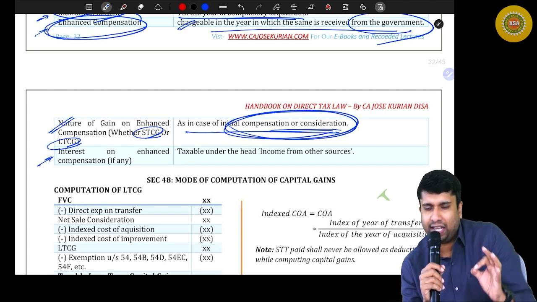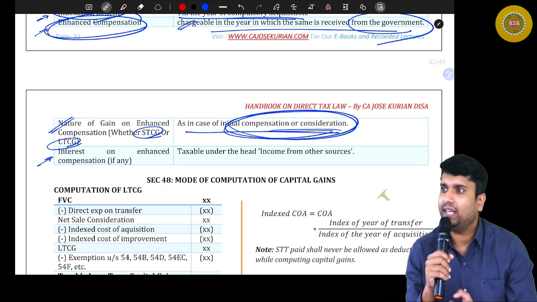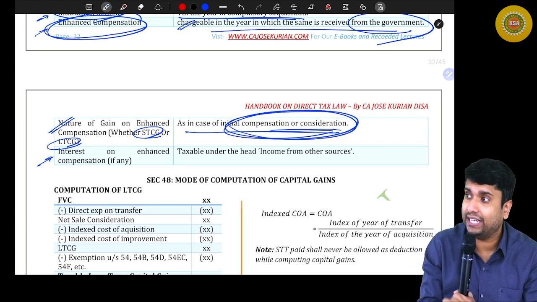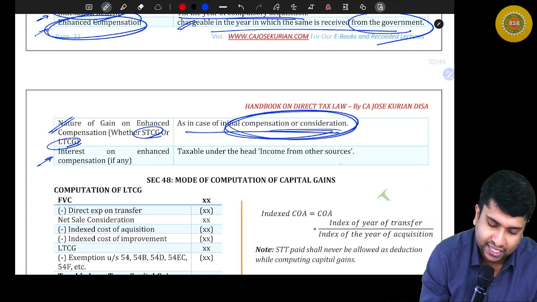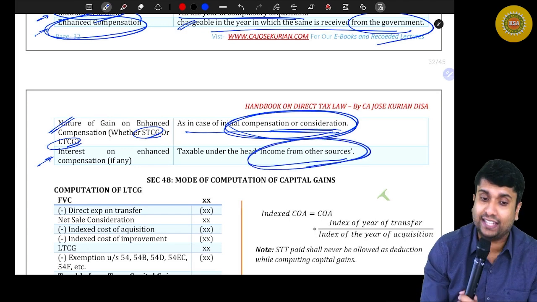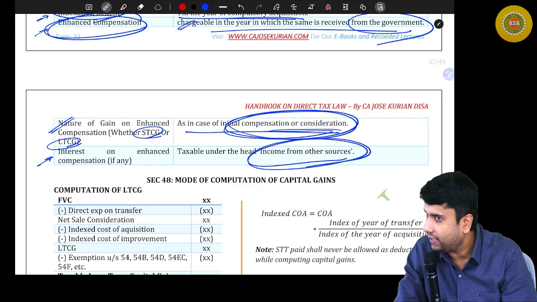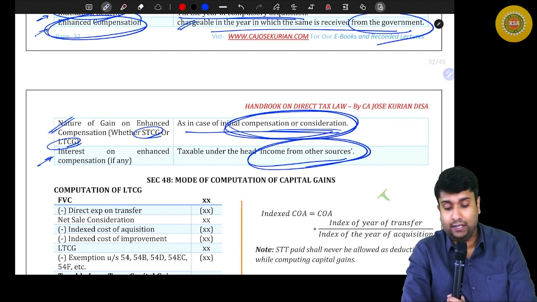Normally the enhanced compensation is awarded along with interest, and that interest will be taxable under IFOS, not under capital gain. Are you with me? So interest on enhanced compensation, if any, shall always be taxable under IFOS.